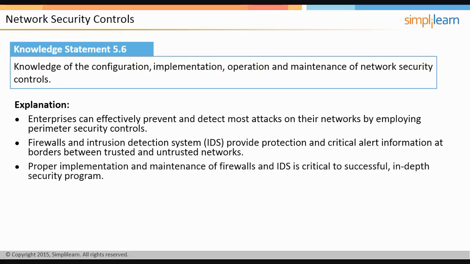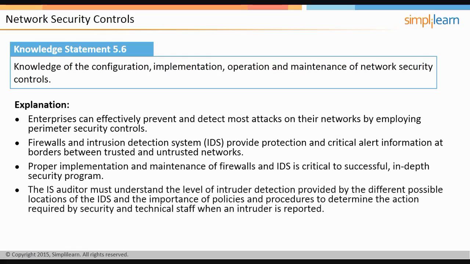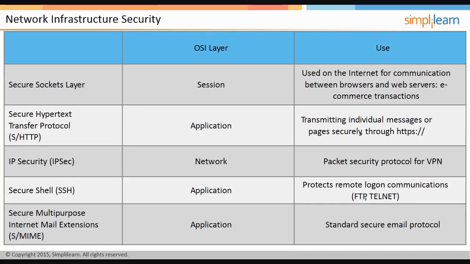Proper implementation and maintenance of firewalls and IDS is critical to a successful, in-depth security program. The IS auditor must understand the level of intruder detection provided by the different possible locations of the IDS, and the importance of policies and procedures to determine the action required by security and technical staff when an intruder is reported. Main areas covered here are Internet threats and security. In the next few screens, we will discuss network infrastructure security. The table demonstrates network infrastructure security.